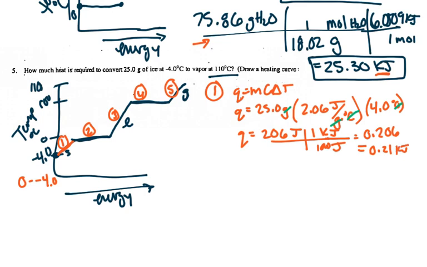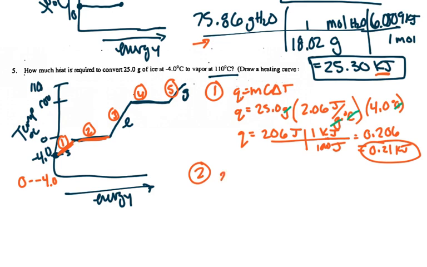And again, that was kilojoules. So there's my energy for just this first part. I'm going to do equation number 2. Equation number 2 is the flat part. So that means I'm using molar heat of fusion, because this is melting and freezing, which is the fusion number.